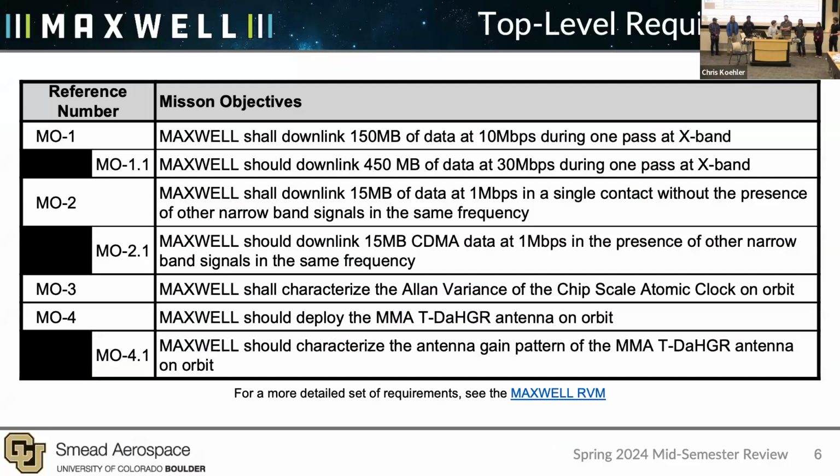So in this table, you can see all of our top-level mission requirements. MO1 and MO2 both pertain to our X-band downlink requirements, where MO1 refers to the expected data rate that we hope to see, and MO2 refers to the CDMA performance of both X-band antennas as well as the X-band radio. MO3 is our objective to characterize the Allan variance of the CSAC on orbit, and MO4 is our objective to successfully deploy and characterize the T-Dagger.